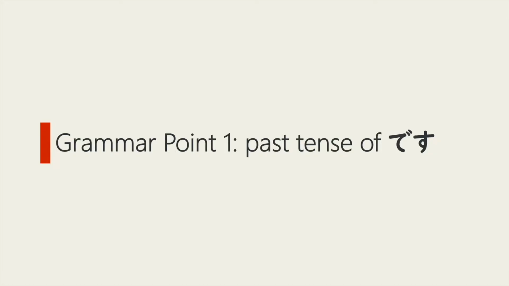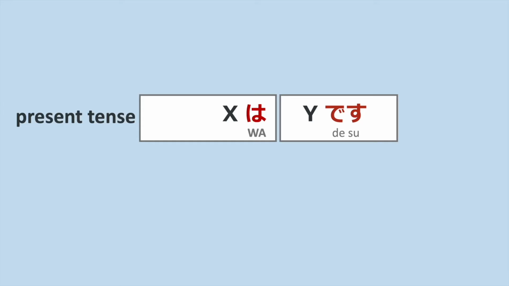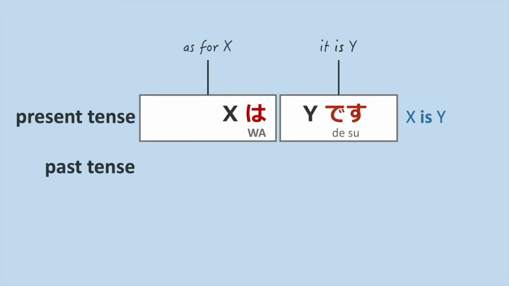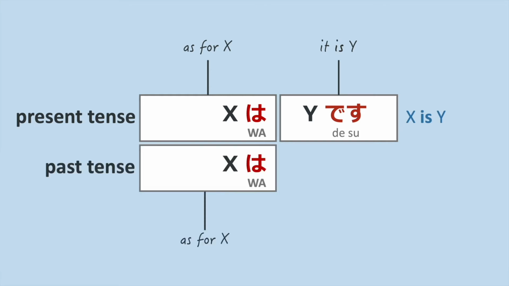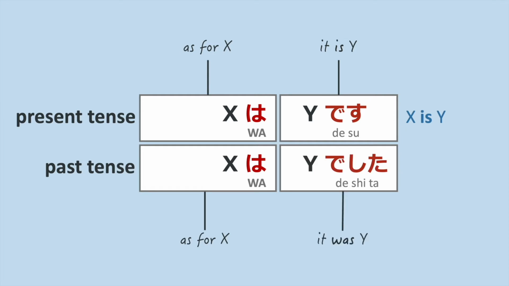Now let's look at the grammar point 1, the past tense of this. In the previous video, we've learned the x は y です pattern, which means as for x, it's y, or simply x is y. The past tense is x は y でした. X was y. Let's see some examples.